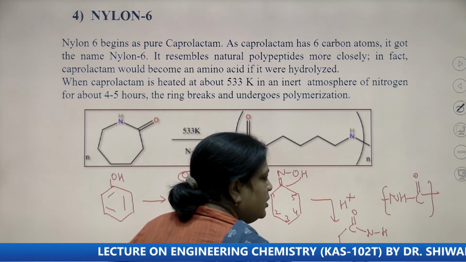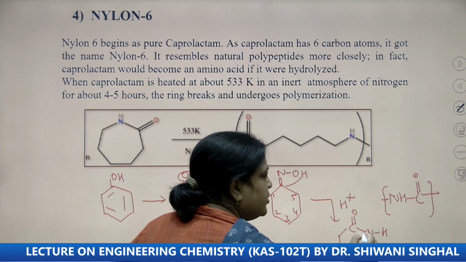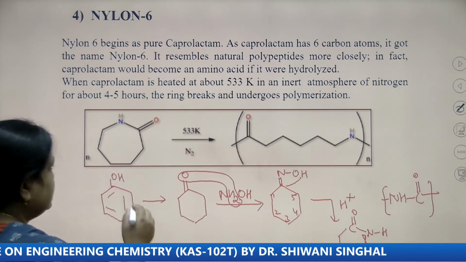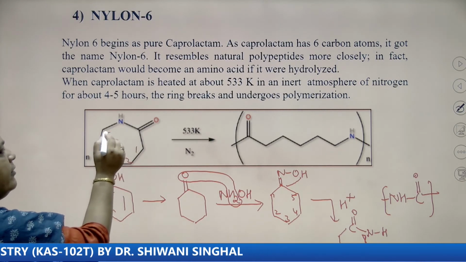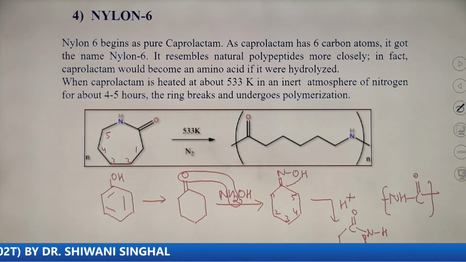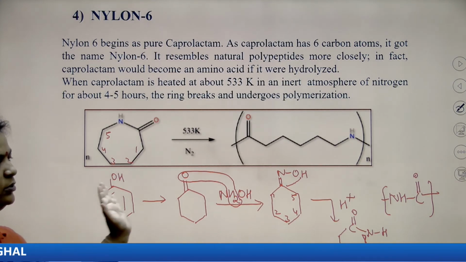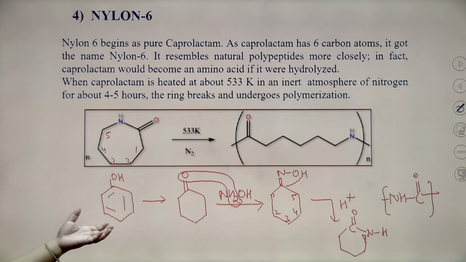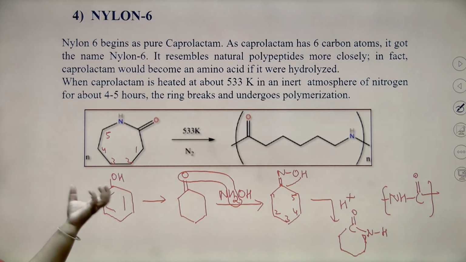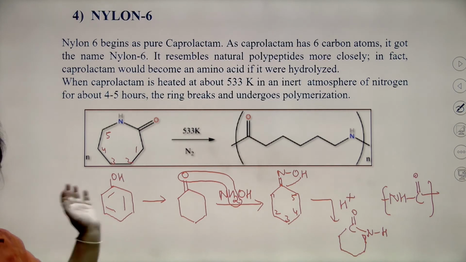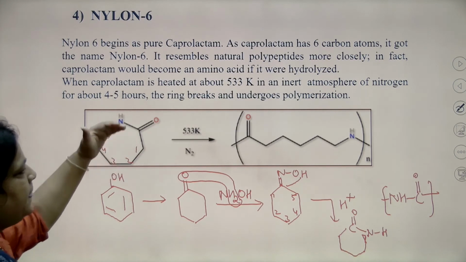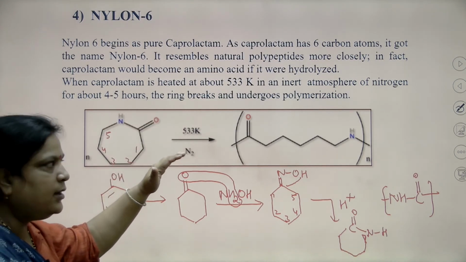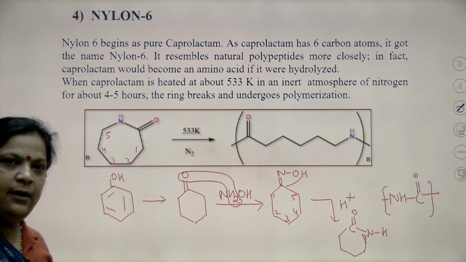1, 2, 3, 4, 5 and then this. So, this NH, CO and 1, 2, 3, 4, 5. This is the structure of caprolactam, which can be prepared through this chemical change from phenol. We can also form it from benzene. Benzene, first we convert into alcohol and then these steps. And then polymerization of this caprolactam at this temperature and in an inert atmosphere provides the chain, which is nylon 6.